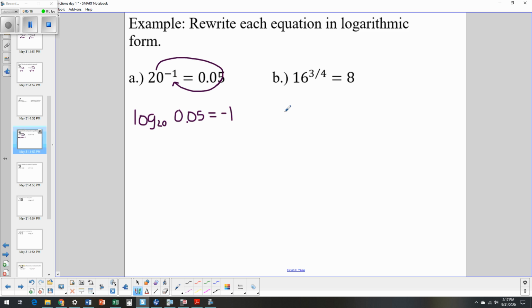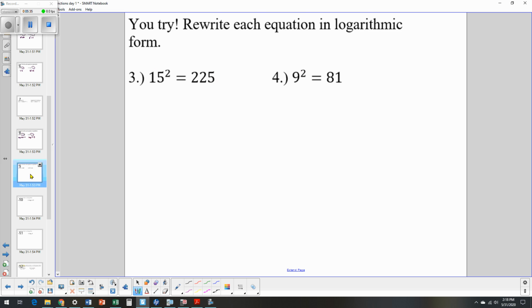So I'm going to do the same thing here. It's going to be log base 16. So 16, then I go to the 8. So log base 16 of 8 equals 3/4. All right, so you guys try the next ones. Pause, and when you're ready, come back and check your answers.